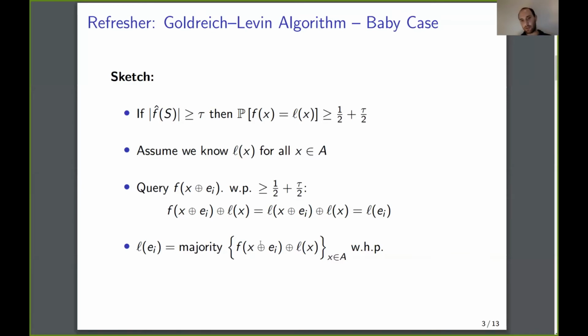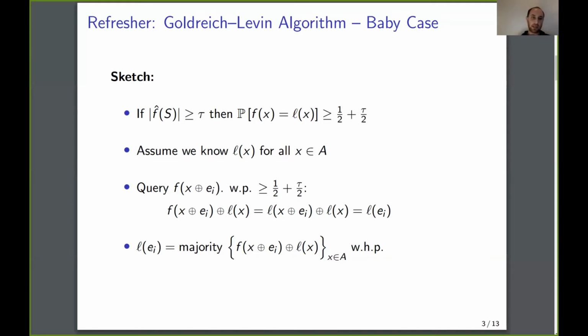So each one of these computations gives me a bit, and for a majority of the x's, I can expect that f of x plus ei will be the same as L of x plus ei, and therefore this whole thing will just most of the time be L of ei, and therefore when I take the majority, I get the correct value.